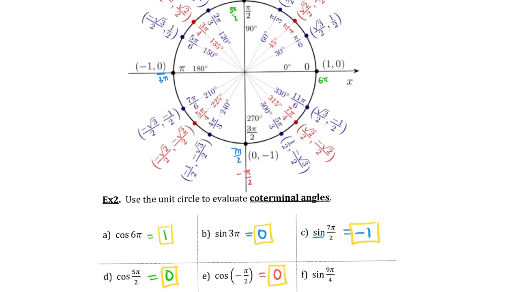Okay, now let's look at the 4's. 9 pi over 4 is not on my circle, but there are other pi over 4's on my circle, so I can use them to figure out what 9 pi over 4 is. I'm going to start from 0 always.